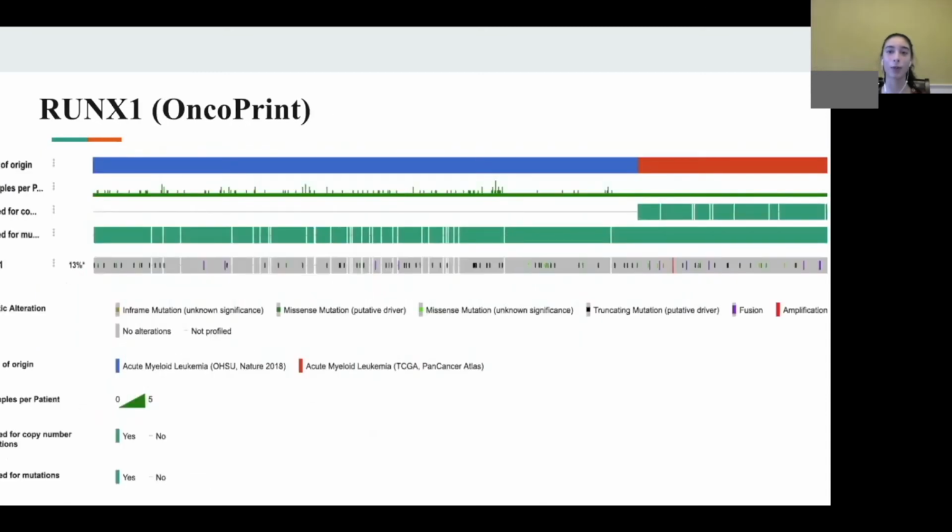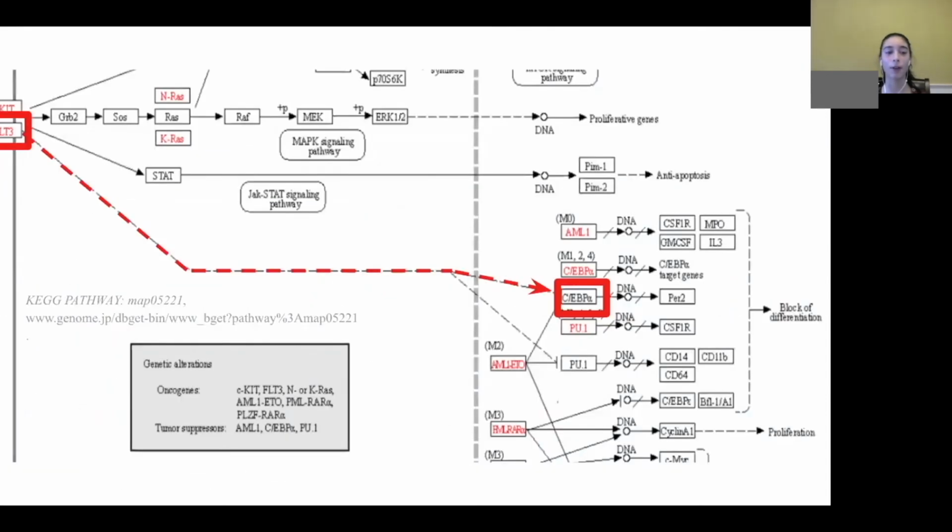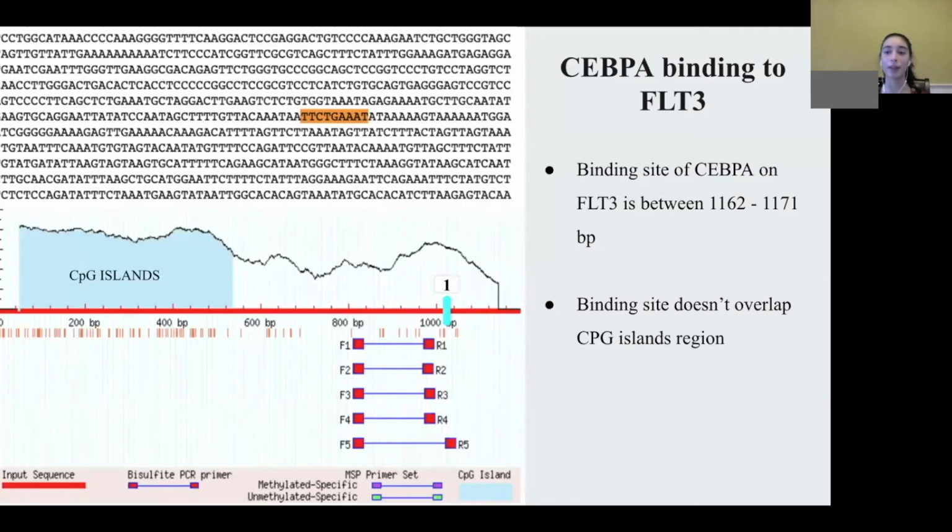Here is the oncoprint of the gene in the same cohorts. If we were to inhibit FLT3, then CEBPA in turn would also be inhibited. So finding that CEBPA is actually binding to FLT3 was quite surprising. I found that the binding of the FLT3 promoter region was between 1,162 and 1,171 base pairs. I couldn't find the binding sequence of FLT3 to see if there was a direct binding the opposite way, so I decided to search another gene that could directly bind to CEBPA.